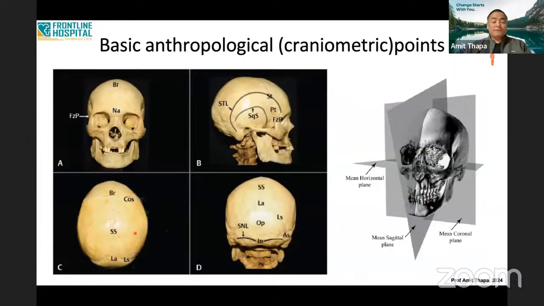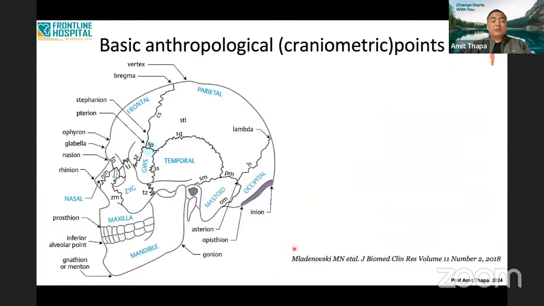And then when we look from above, we have the frontal or the parietal bossing on either side, which is also known as the eurion. Then we have the coronal suture, then the lambdoid suture, and in the midline is the sagittal suture. So these are the important craniometric points which everyone should know before we embark on this journey.